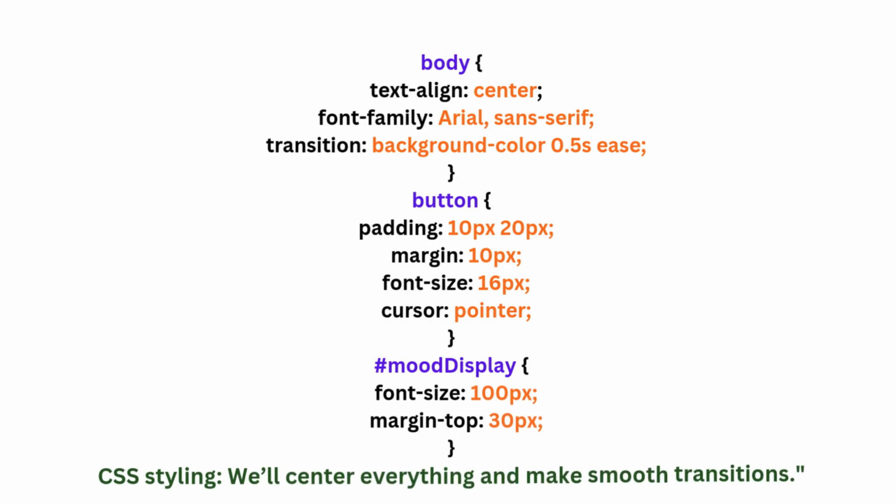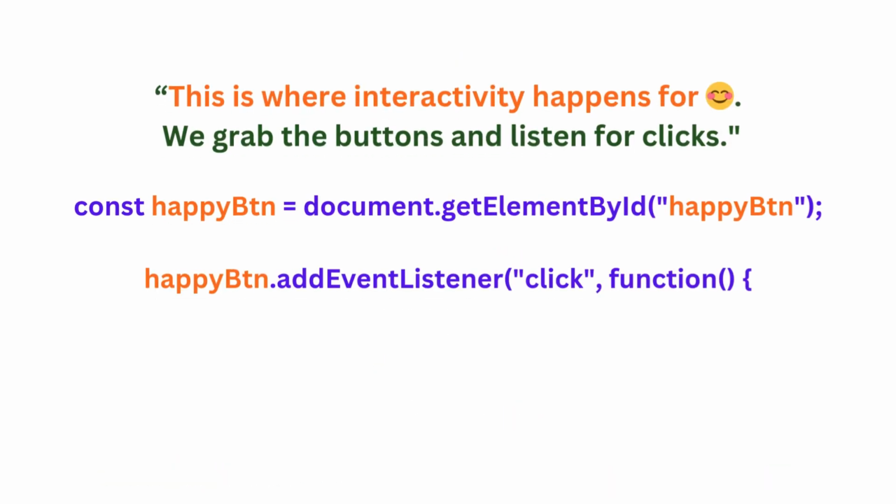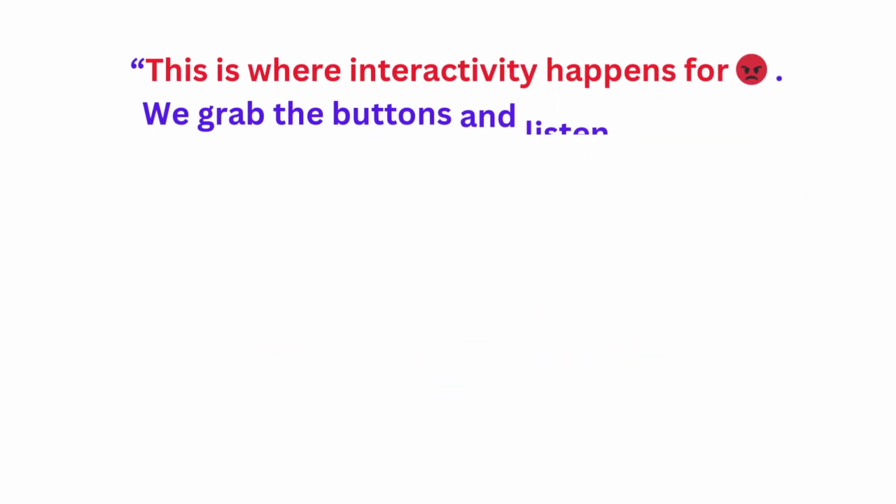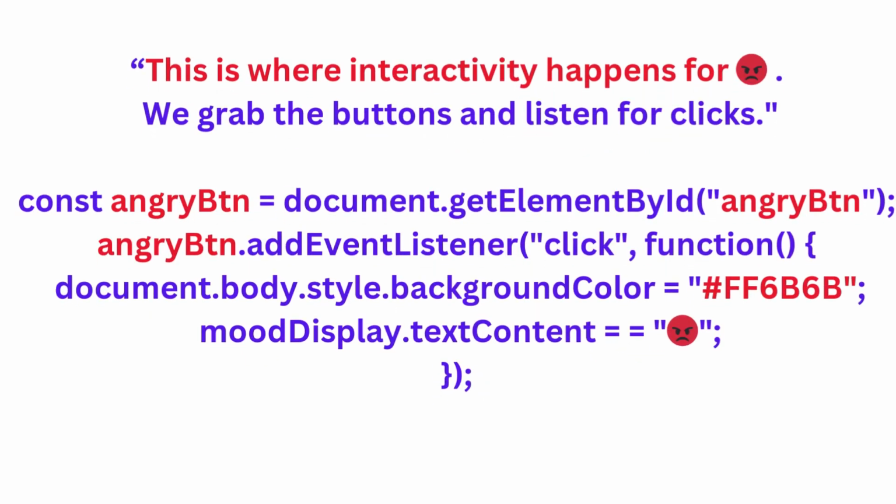First, in the HTML structure we need a heading, 3 buttons, and a div to display the mood. We will use CSS for styling. The magic happens in the JavaScript. This is where interactivity happens.